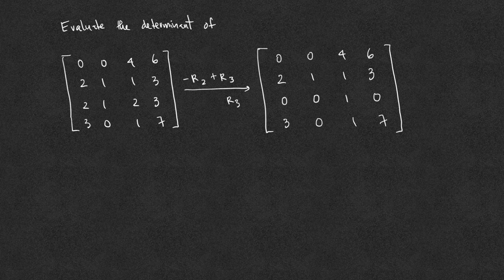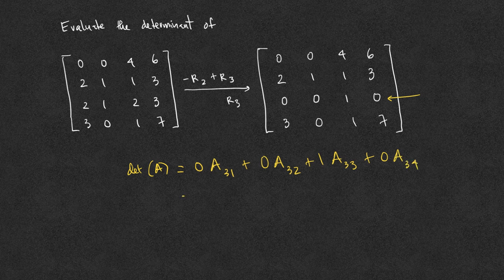Using the third row to expand the determinant, we have the determinant of A equals 0 times the cofactor 3, 1 plus 0 times the cofactor 3, 2 plus 1 times the cofactor 3, 3 plus 0 times the cofactor 3, 4. And this is simply 1 times the cofactor sub 3, 3, which has a positive sign because 3 plus 3 is even. So we simply multiply the minor 3, 3.